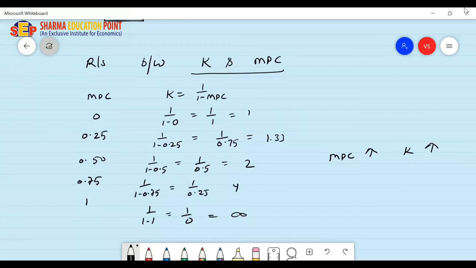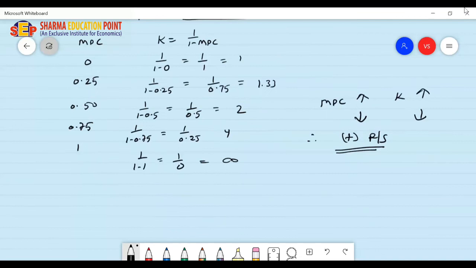And if we look at this vice versa, if the value of MPC decreases, the value of k also decreases. Hence, both have a positive relationship. So this is the outcome of your conclusion, that multiplier and MPC both have a positive relationship. You can prove it with the example.